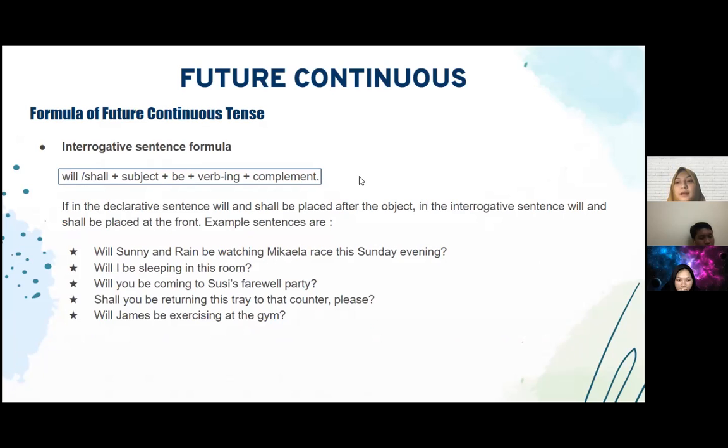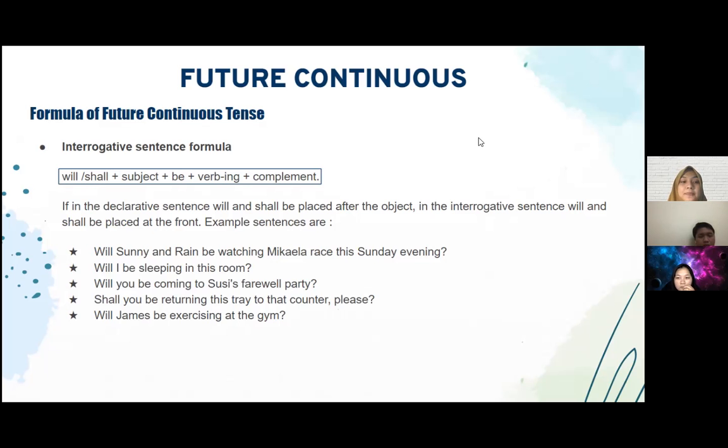The last formula is the interrogative sentence formula. The formula is will or shall plus subject plus be plus verb ing plus complement. If in the declarative sentence will and shall are placed after the subject, in the interrogative sentence will and shall are placed at the front.